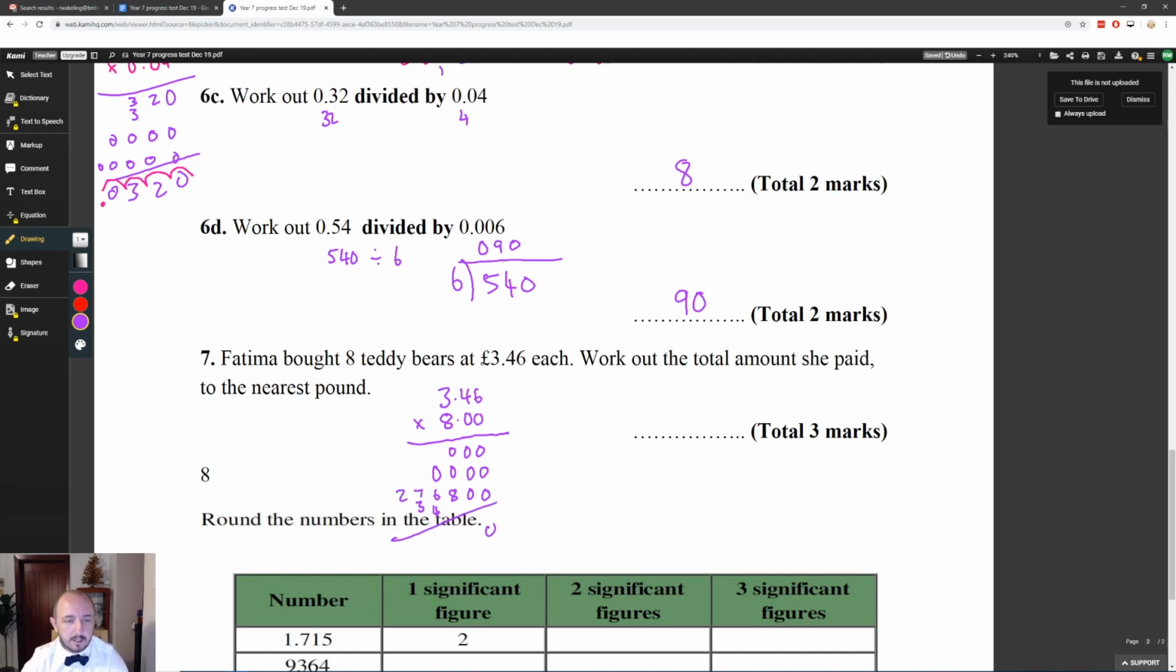So adding those up, we get 0, 0, 8, 6, 7, 2. Put the decimal places in, 1, 2, 3, 4. We have £27.68. And to the nearest pound, we would round that up to 28 pounds.